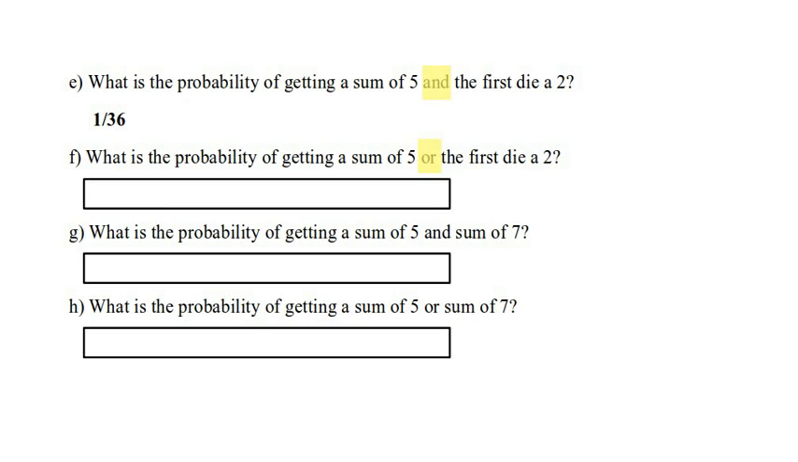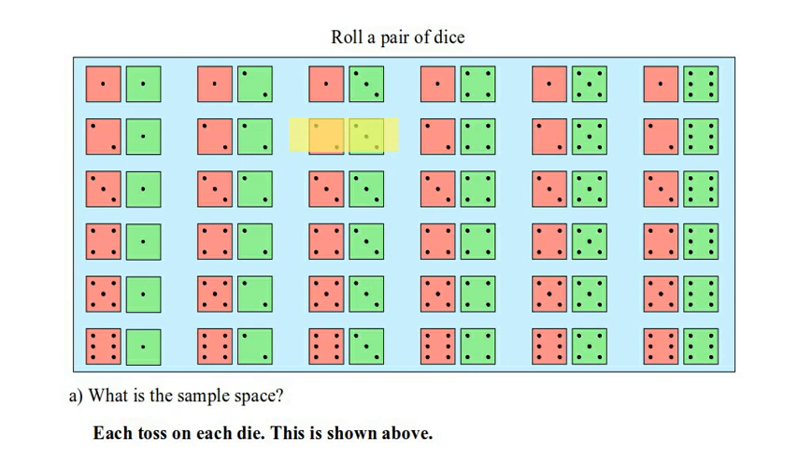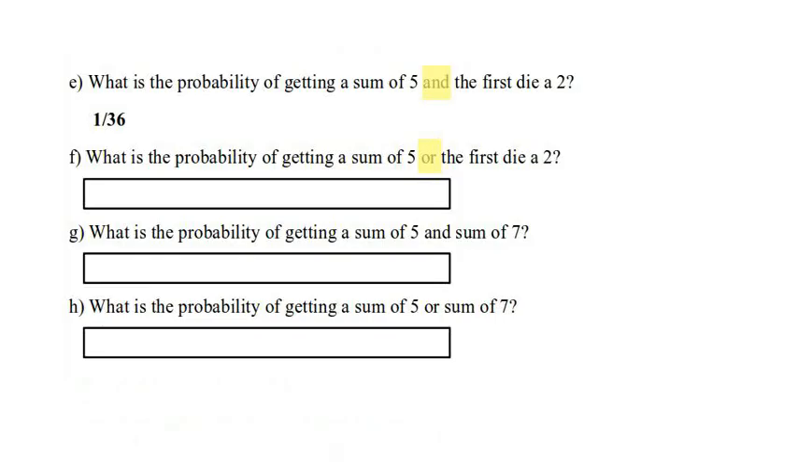So let's go back and let's look again at the sample space. So here's the sample space again. I'm going to go through and highlight the sum of 5, and I'm going to highlight the first die shows a 2. Now let's do this in steps. So the first thing that it talks about is getting a sum of 5. So going back to the question, we see that there are 4 ways to get a sum of 5.